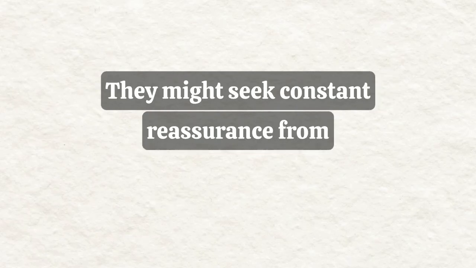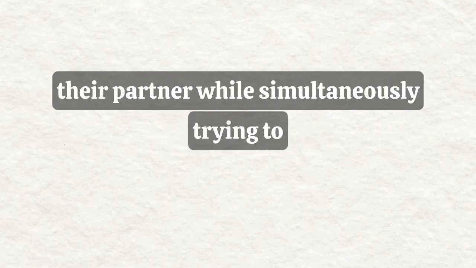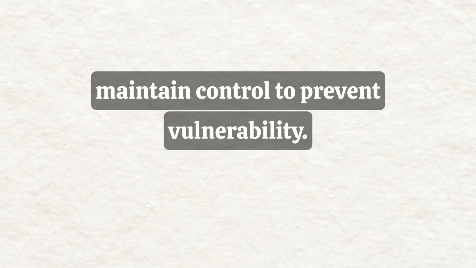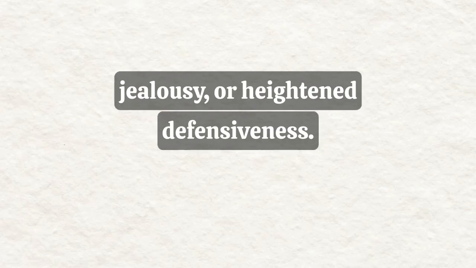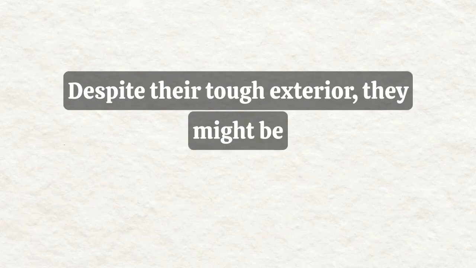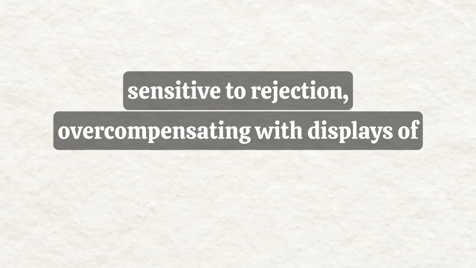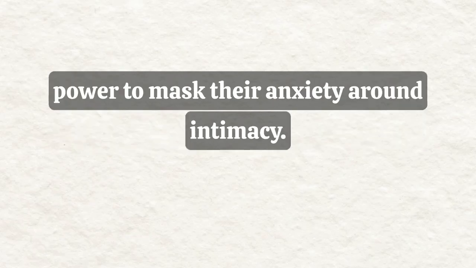They might seek constant reassurance from their partner while simultaneously trying to maintain control to prevent vulnerability. This could manifest as possessiveness, jealousy, or heightened defensiveness. Despite their tough exterior, they might be sensitive to rejection, overcompensating with displays of power to mask their anxiety around intimacy.